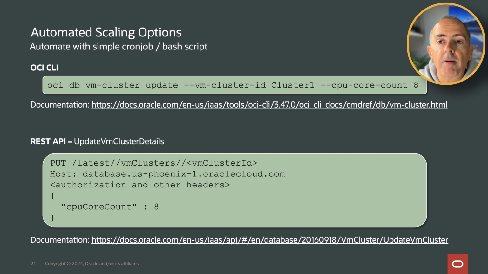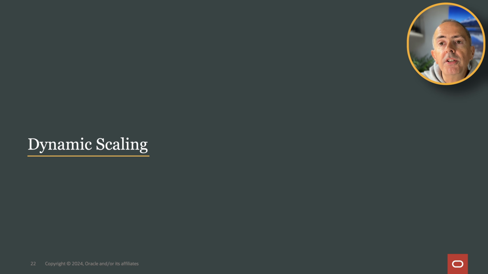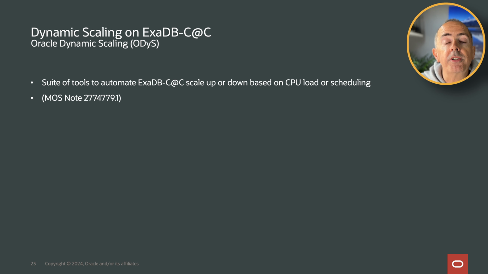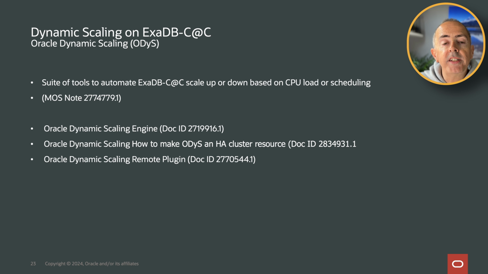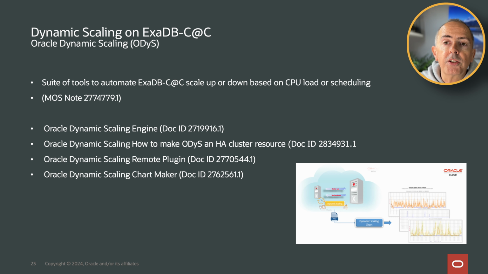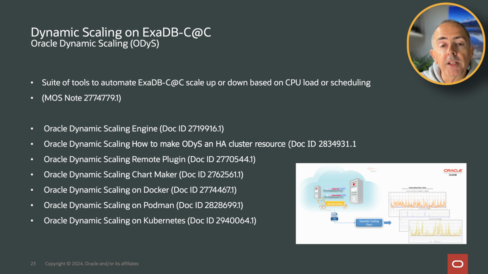So let's move on to dynamic scaling. There's a nice set of tools provided in the MOS note listed here, and these enable you to automate scaling up or down based on the CPU load or on a schedule. There are a number of components to this suite of tools. One is the actual scaling engine itself, and then there's a remote plugin. There's also a chart maker, which can produce nice graphs on the scaling and what your workloads will look like. And then there are 3 separate plugins if you want to automate this using either Docker, Kubernetes, or Podman.